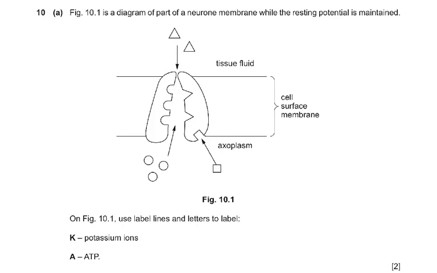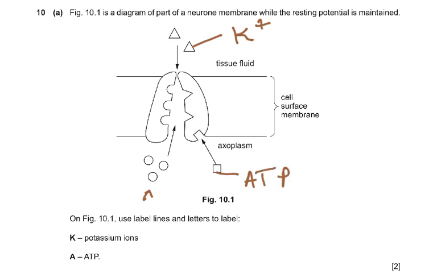Last question, question number 10. Figure 10.1 is a diagram of a part of a neuron membrane while the resting potential is maintained. On figure 10.1, use label letters to label K, which is the potassium ions, which will be these ones, because remember the mnemonic for this is Nokia's: 3 sodium out, 2 potassium in. So this would be the sodium and 2 potassium in, so we'd have to label, and then of course use label letters to label K potassium ions and ATP. So this would be the ATP.